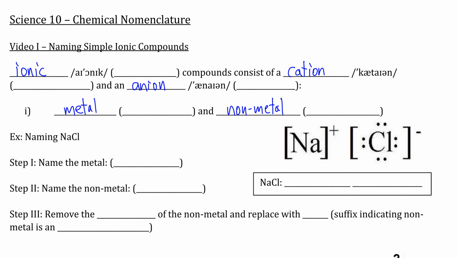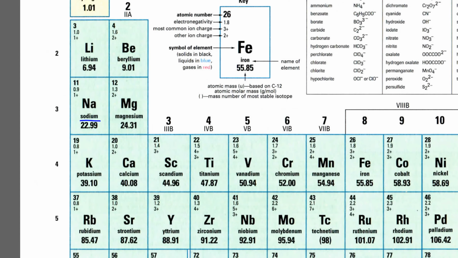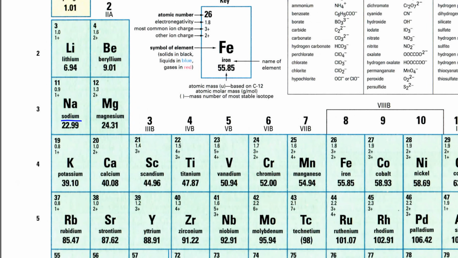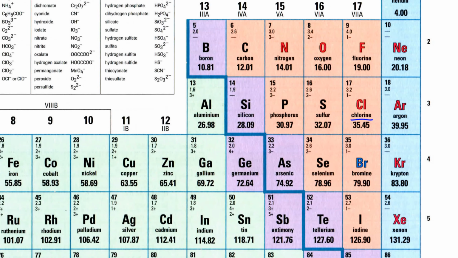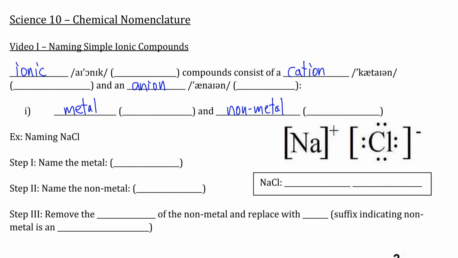So the first thing that we need to do when naming the compound NaCl is to find out what the names of the metal and the nonmetal are, so we can go to our periodic table and look for chemical symbols Na and Cl. We see over here on the metal side that Na has the name sodium, and if we go to the nonmetal side, we see that Cl has the name chlorine. So let's go ahead and write those in here for future reference.